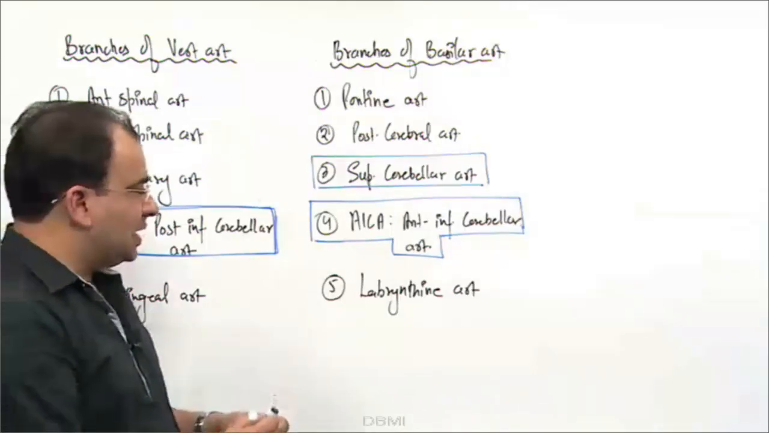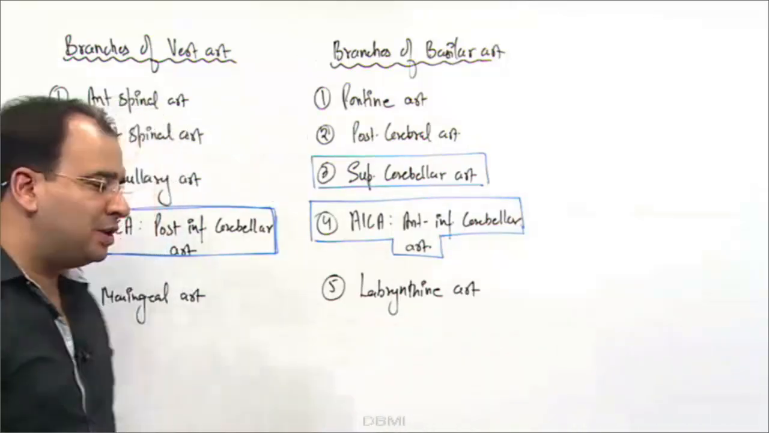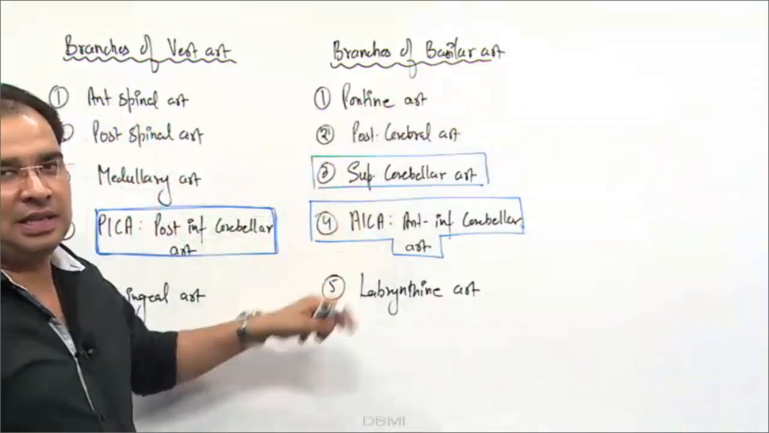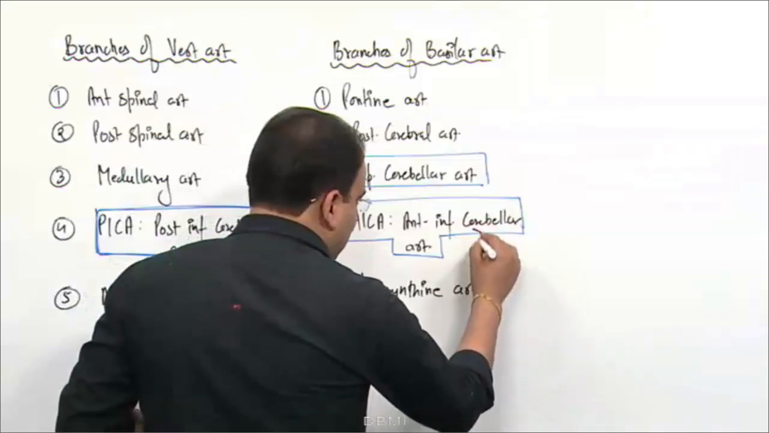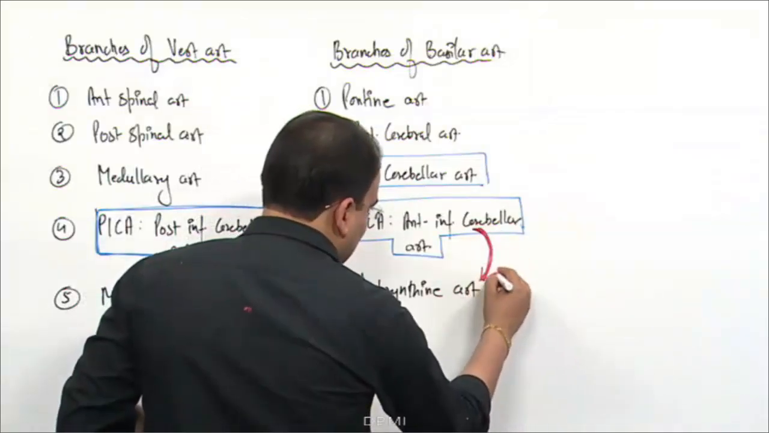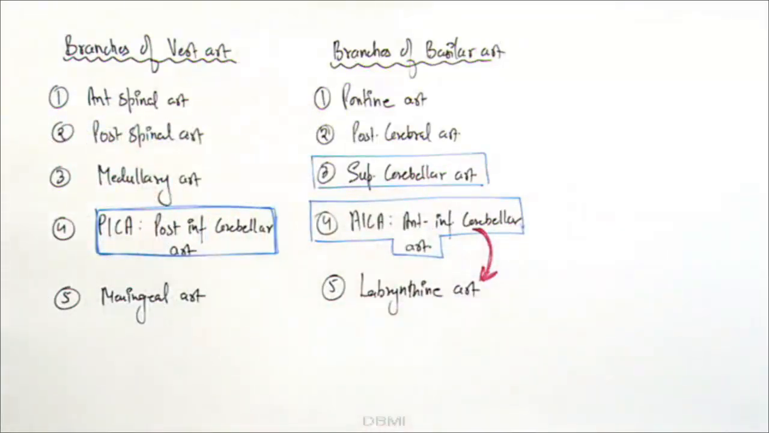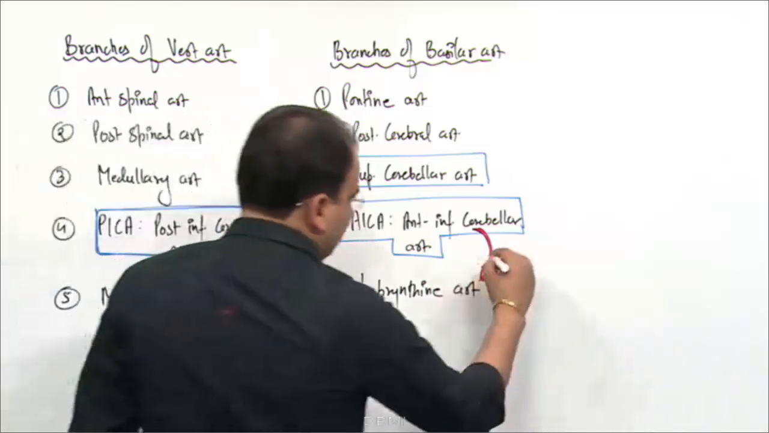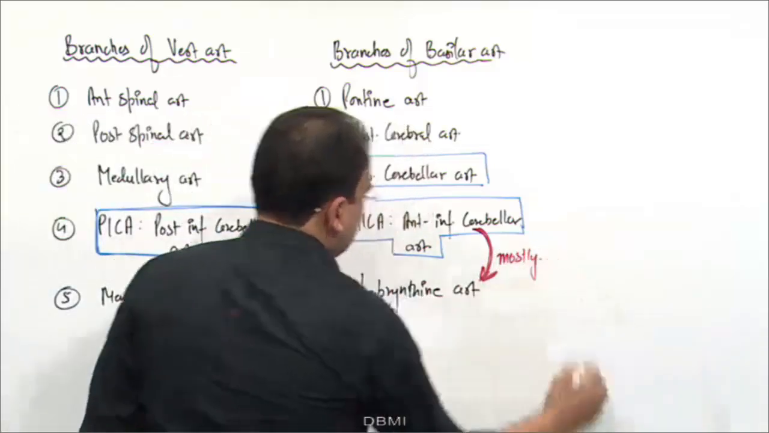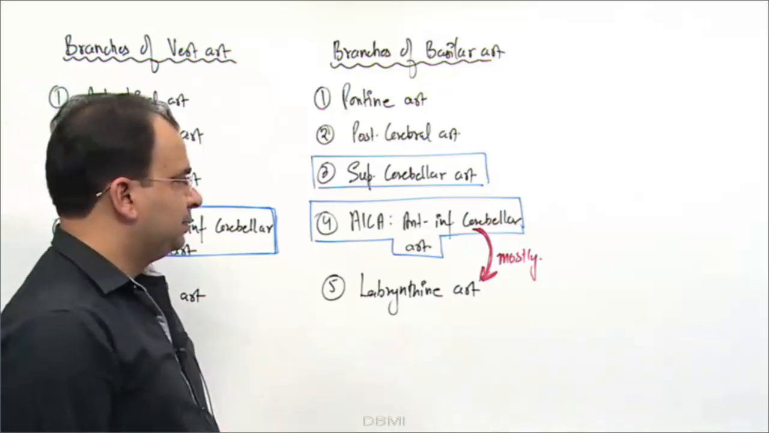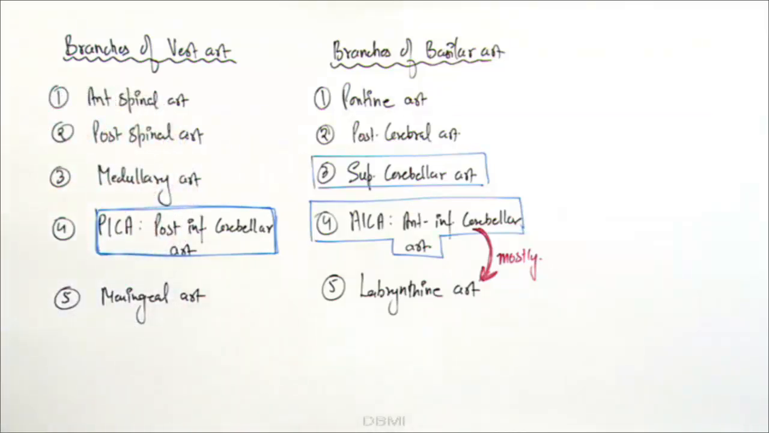And guys, if the question is asked on the labyrinthine artery, that labyrinthine artery is a branch of... if you have the option of basilar artery and anterior inferior cerebellar artery to choose from, please go with anterior inferior cerebellar artery, because in most cases it's not the direct branch. Labyrinthine artery is mostly the branch of the anterior inferior cerebellar artery and not the direct branch of basilar. Sometimes it is, so I have written it here, but in most cases it is the branch of the anterior inferior cerebellar artery.